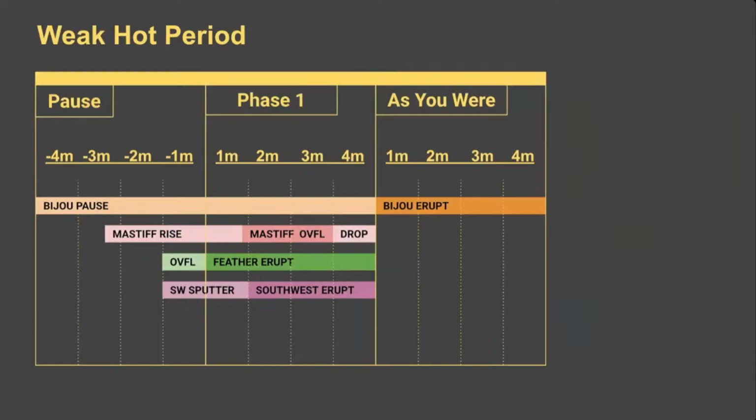So even if the feather duration makes it out past 3 or 4 minutes, if there hasn't been very much discharge overall, feather's probably not erupting to full strength. Mastiff drops before any discharge can make it off the platform. All of that type of activity would be classified under a weak hot period.